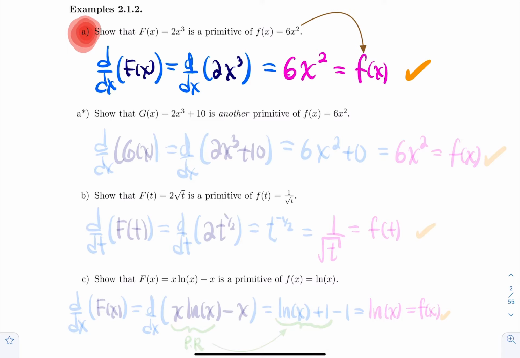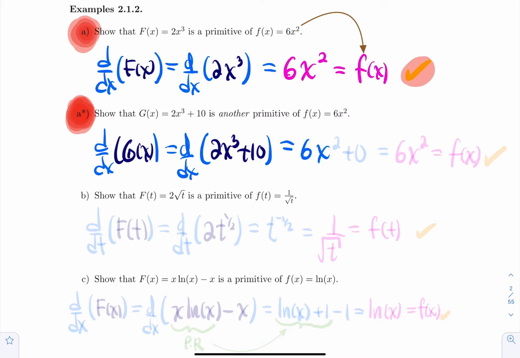But now this primitive is not unique because, for example, if we pick big G, which is 2x cubed plus 10, I basically took my previous example and added a 10 to that function. I'm creating a new function, of course, but that function is again going to be a primitive for that function. Let's verify that together. Let's compute the derivative of big G, the derivative of 2x cubed plus 10. The derivative of 2x cubed is again 6x squared.